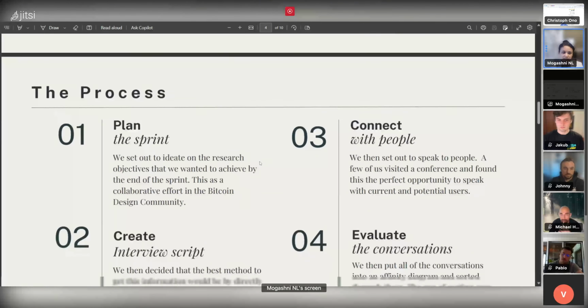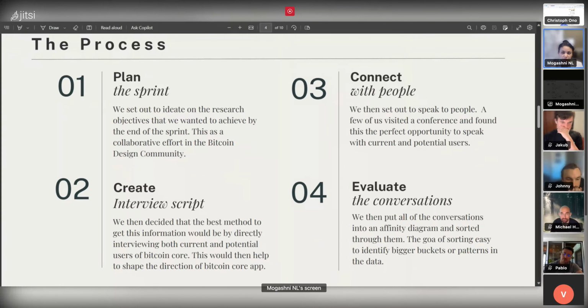The process we planned: we created an interview script, we connected with people. Jakub, who's here on the call, was also very helpful. We interviewed people at a conference, and then we evaluated the conversations.